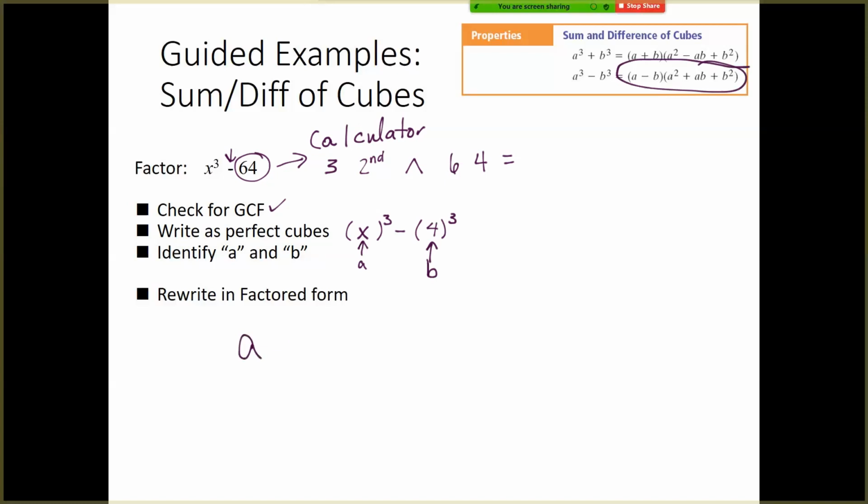So I'm using this formula right here: A minus B times A squared plus AB plus B squared. And I'm just going to fill in A and B in the appropriate spots. Remember that A is just plain old x and B is just plain old 4. So for the first set of parentheses, I need A minus B. A is just x, minus B is just 4. So the first set of parentheses is just x minus 4.